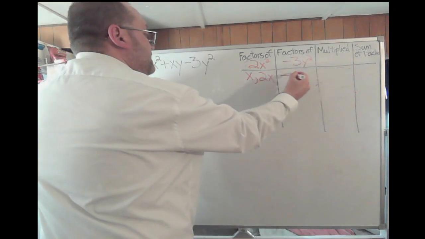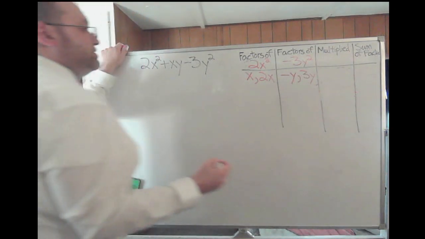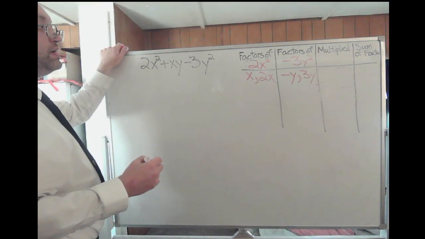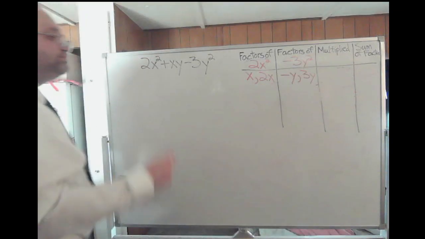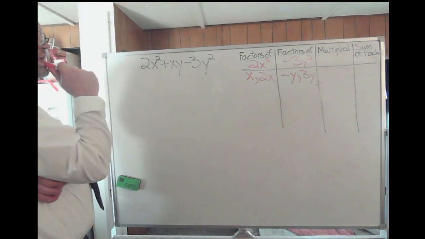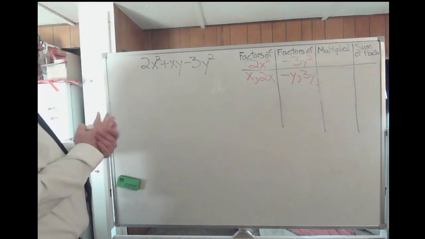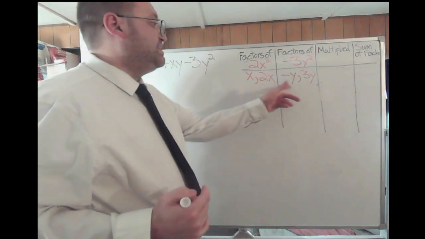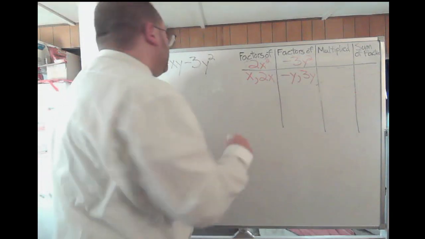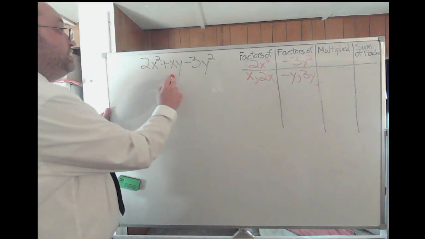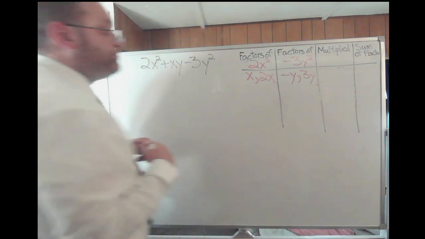Let's do negative y and positive 3y as our factors. Yeah, negative y and positive 3y. All right, so we need to find a way now to take these two sets of factors, multiply them, then add those results together to get our middle term of positive xy, coefficient of 1.